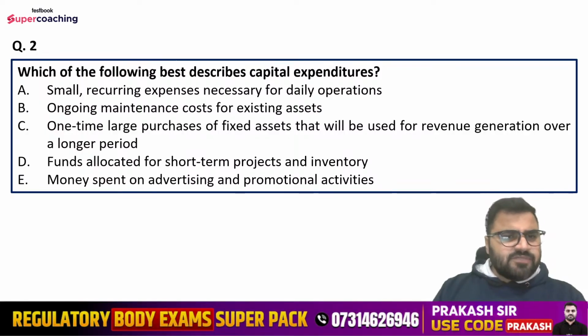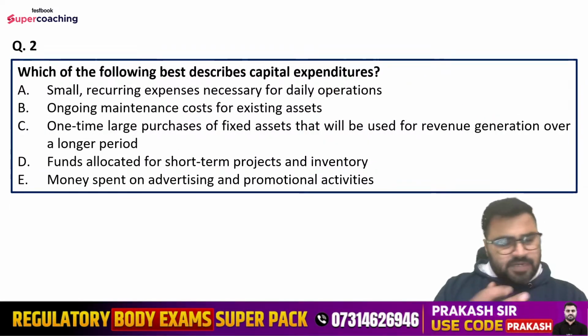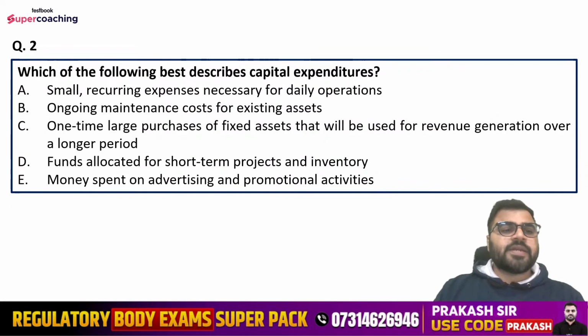Question number second is, which of the following... yes, Sky is saying option number D. No, option number B is the right answer, but well done, Sky, at least you have attempted, right? Question number second is, which of the following best describes capital expenditures? Options are: small recurring expenses necessary for daily operations, ongoing maintenance cost for existing assets, one time large purchase of fixed assets that will be used for revenue generation over a longer period, funds allocated for short-term projects and inventory, and money spent on advertising and promotional activities.